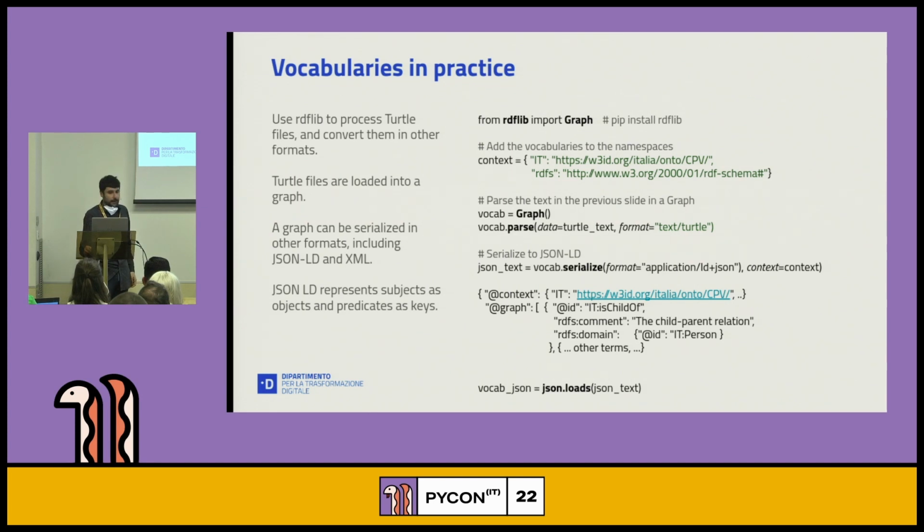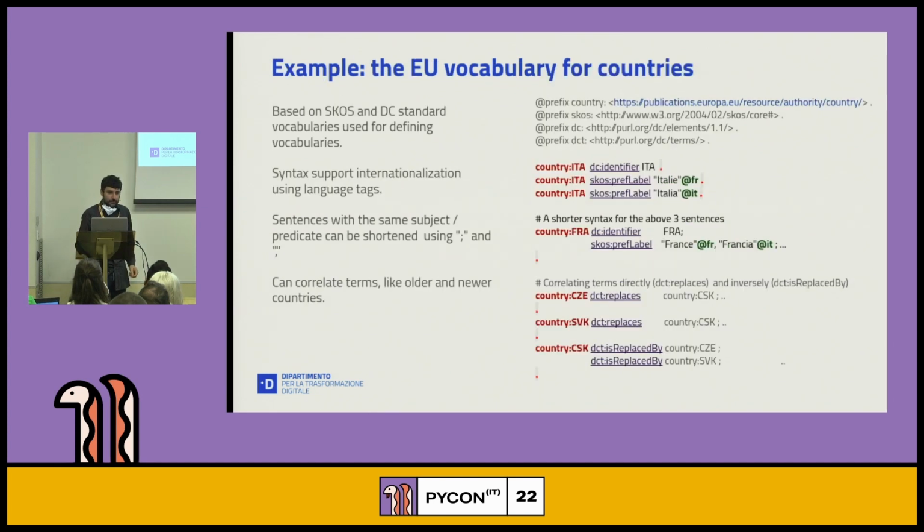find the original term. Another example of vocabulary, the European vocabulary for countries. It's a vocabulary with all the countries recognized by the European Union. And at first I define the prefixes, then I will define the Italy country. It's defined by 3 predicates.